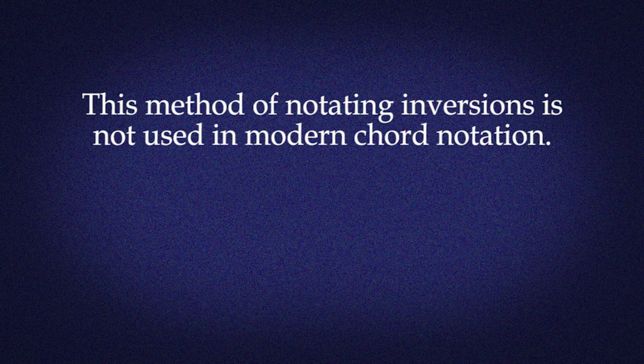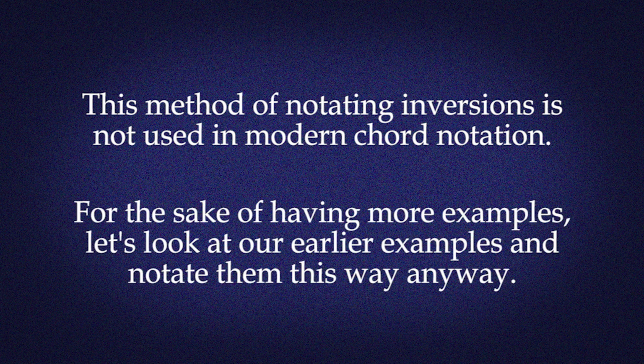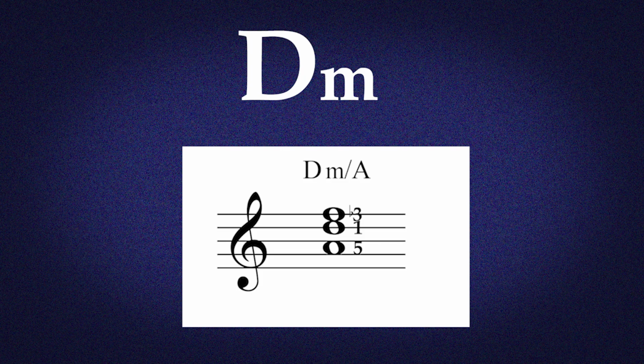Now, like I said earlier, this method of notating inversions is not used in modern chord notation. But, just for the sake of examples, let's look at our earlier examples and notate them this way. First, we had a D minor over A. This is a second inversion D minor chord, spelled A, D, F.